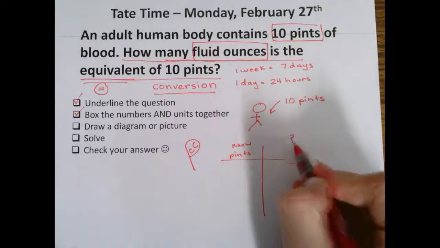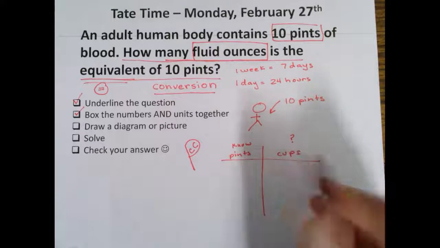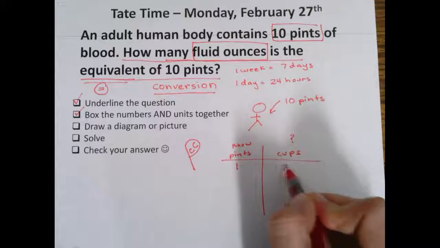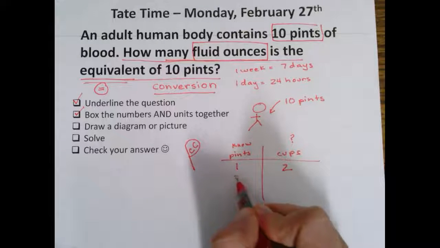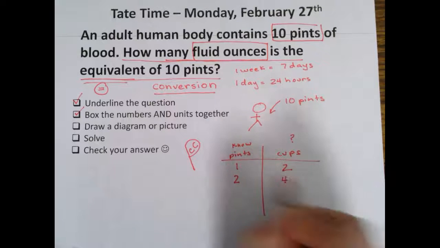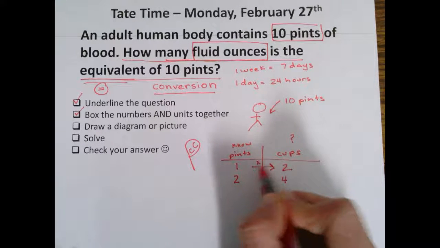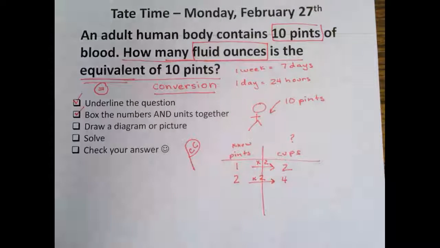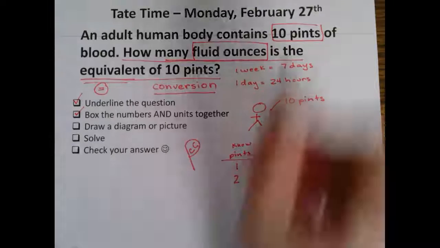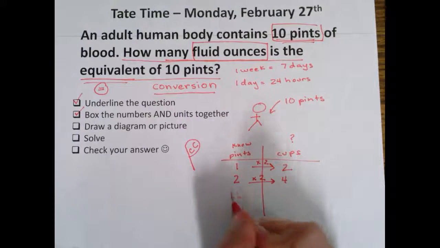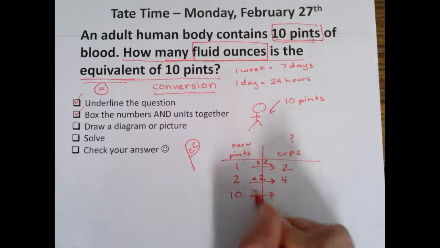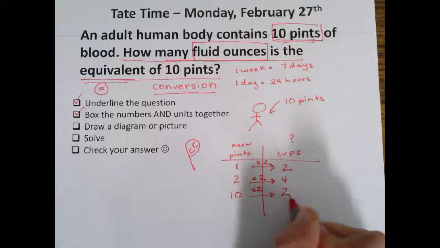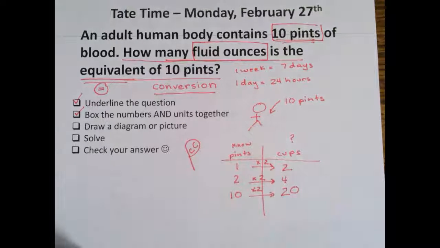I'm looking for the cups. What do I know? That 1 pint is equal to 2 cups. So 2 pints would be equal to 4 cups. All I'm doing is timesing by 2. However many pints I have, I times it by 2 to figure out how many cups I have. But in this problem, I have 10 pints. So I have to do 10 times 2, which makes 20 cups. Okay? So right now I know that I have 20 cups.